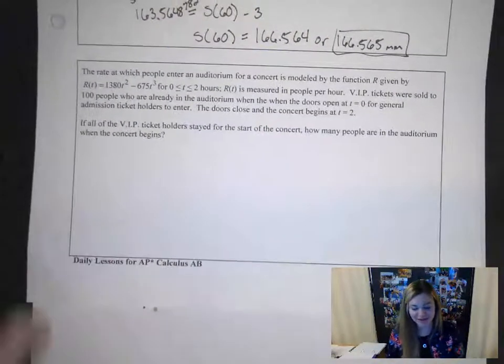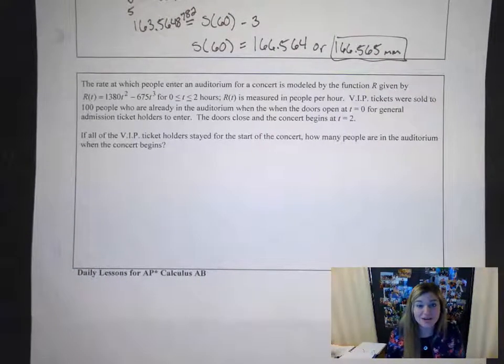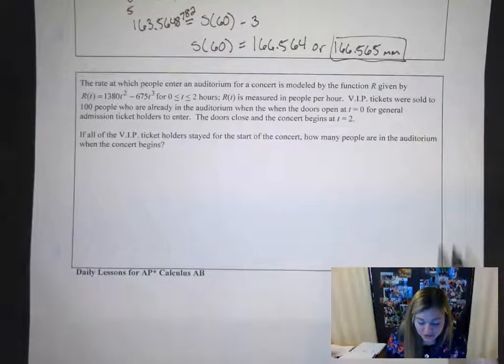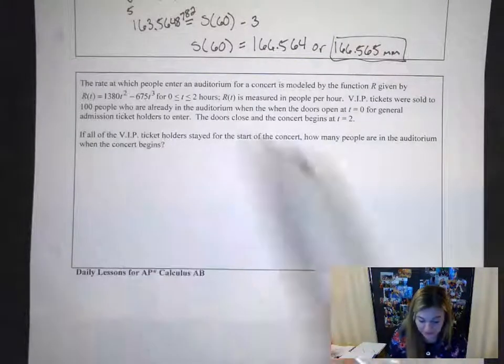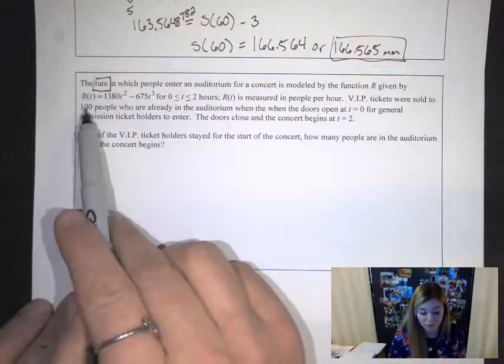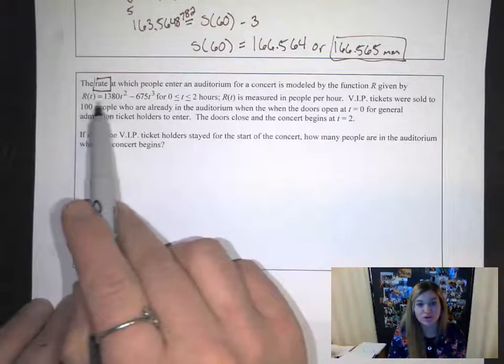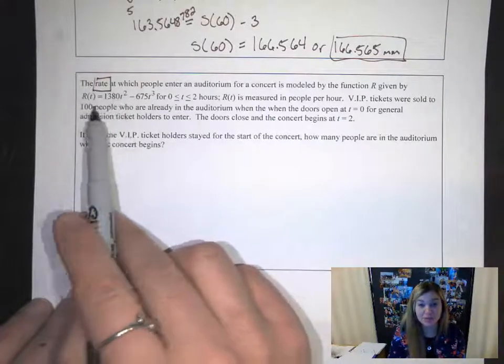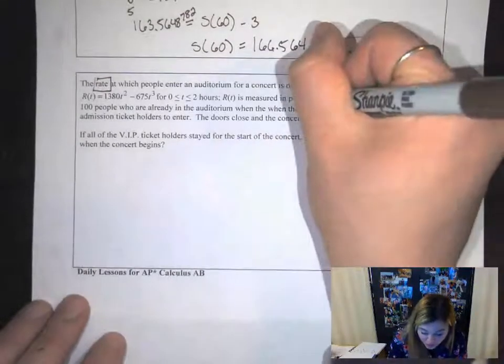Okay, let's do one more. So really try to do this one on your own as much as you possibly can. The rate at which people enter an auditorium for a concert is modeled by this function R, given by R of t is equal to blah, blah, blah. So this is already a rate, even though it doesn't have prime on here. So be careful. This is the rate at which people are entering, even though this is measured as R, but not R prime. Sometimes that will happen, and that's okay. R of t is measured in people per hour.